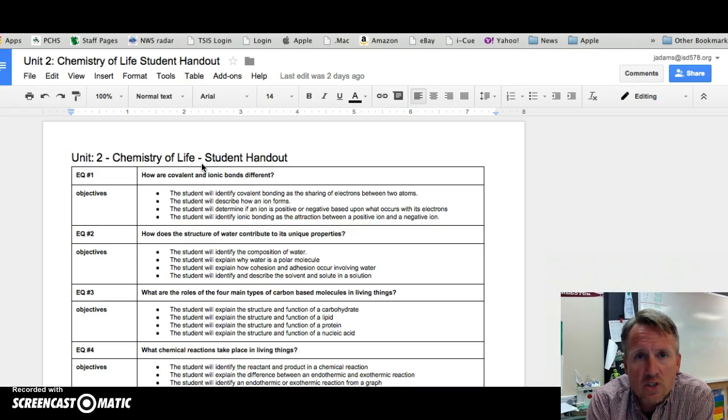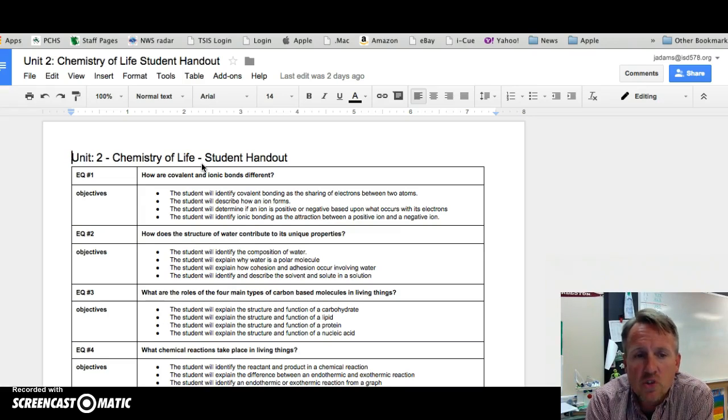So today I'm going to first of all walk you through the essential questions. If you take a look at essential question number 1, this is reviewing some information from physical science. The first question is, how are covalent and ionic bonds different? So we're taking a look at how atoms bond together. So when you get done with this unit, and when we take the assessment, things that you're going to have to be able to do are identify covalent bonding as the sharing of electrons between two atoms.